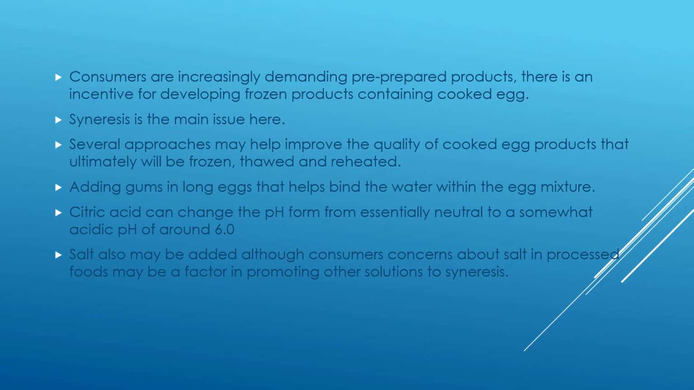Adding gums and long eggs that help bind the water within the egg mixture is helpful, while the citric acid can change the pH from essentially neutral to a somewhat acidic pH of around 6. Salts also may be added, although consumers' concern about salt in processed foods may be a factor in promoting other solutions to syneresis. I hope you know what is syneresis. It is the dripping of liquid from the product.